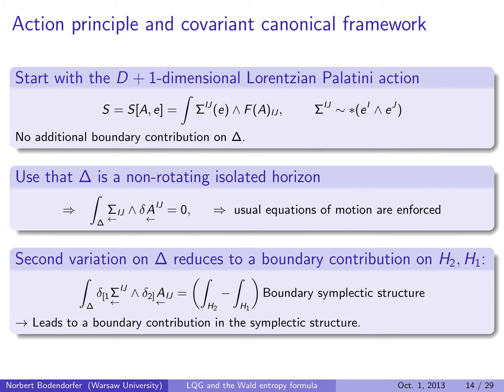And what we have to show in order to get the usual equations of motion, we have to show that this term actually vanishes if we impose that delta is a non-rotating isolated horizon. And this can be done, well, you get a 0 from the calculation.